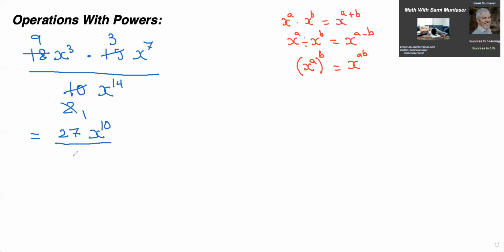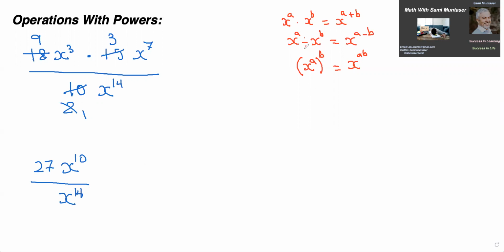I'm just going to write that a bit lower here, so you don't mix it up. So as I said, I'm going to get 9 times 3 is 27, x to the 10, because you add the exponents when you're multiplying, all over 1, which I don't have to write, and then x to the 14. Okay.